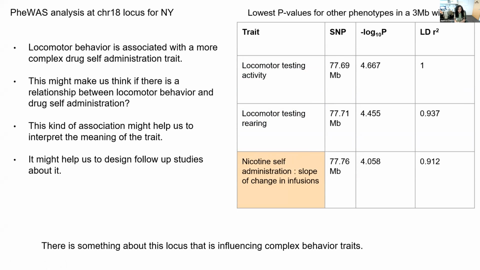This kind of association might help us to interpret the meaning of the traits that we are looking at. And it will also help us to design follow-up studies about it. So we think that there is something about this particular locus that is influencing complex behavior traits.